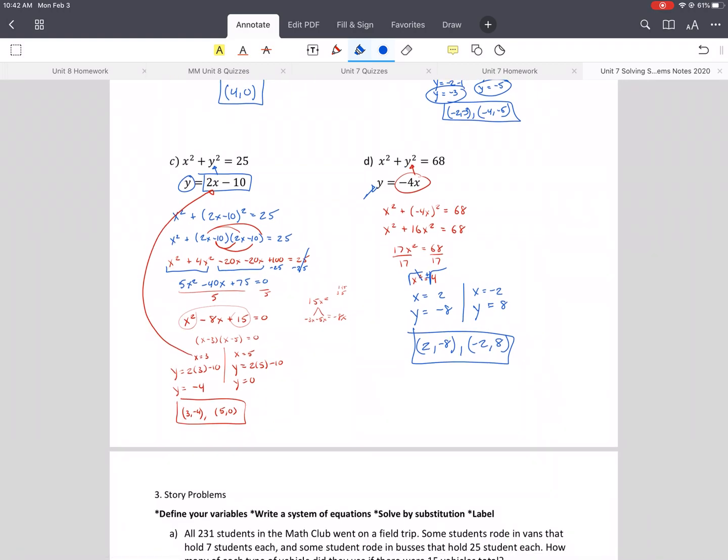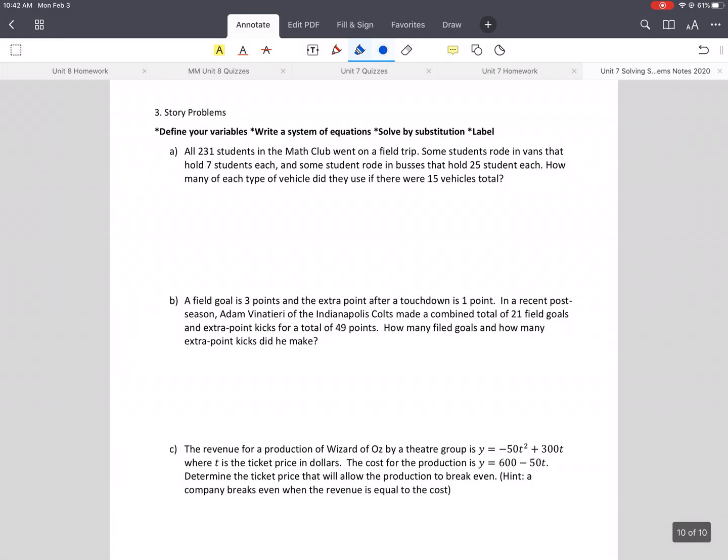Okay. And then the last thing is word problems. All right. So it says define the variables, write the systems of equations, and then solve by substitution. Make sure you label. Okay.